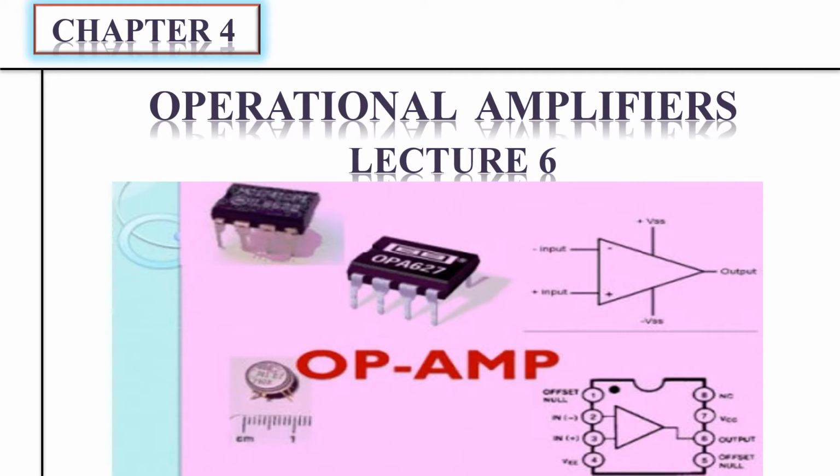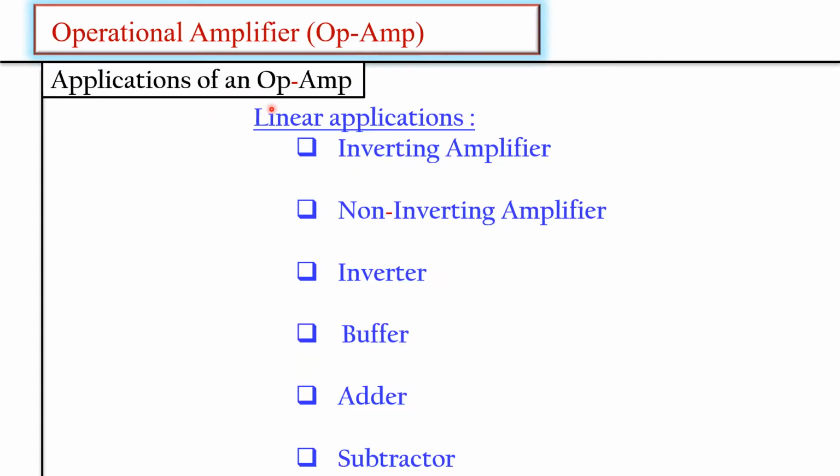So let us proceed. Applications of an op-amp. We have seen linear applications, the circuits in which the shape of the output signal is the same as that of the input signal. Those applications are called linear applications. In linear applications till now we have seen inverting amplifier, non-inverting amplifier, inverter, buffer and adder. Today we'll see another application of op-amp, that is subtractor.